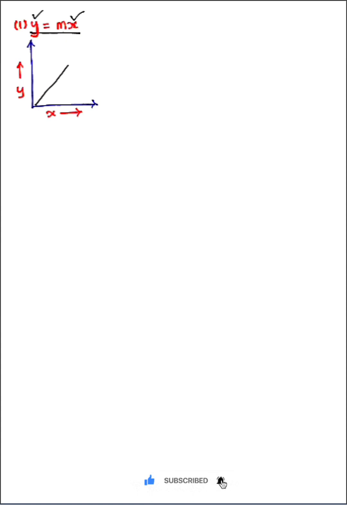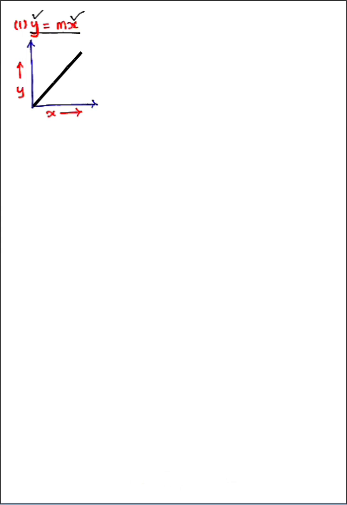Have a look. Actually it is a very easy and simple one, and I think you might definitely know about this. Here I have to plot a graph between the y and x axes. I need a curve between y and x for the equation y equals mx, and the nature of the curve will be a straight line passing through the origin.